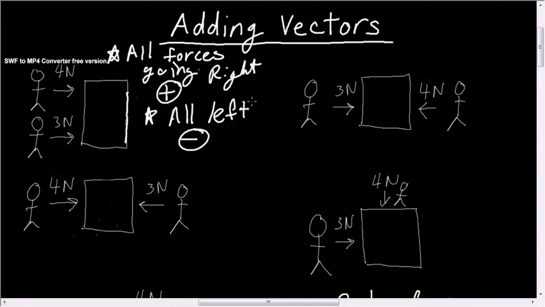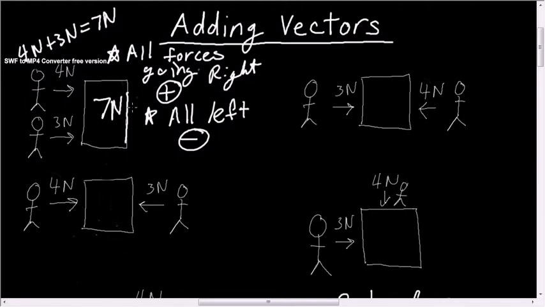So if I had a 4 Newton force and a 3 Newton force, I would look, and according to my rules, going right they're positive, and going left they're negative, so I don't have any forces going left. So I would add 4 newtons plus 3 newtons, which are both positive quantities, and you can see this box was being pushed by a 7 Newton force.